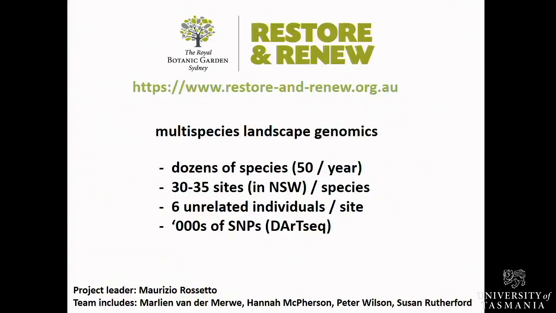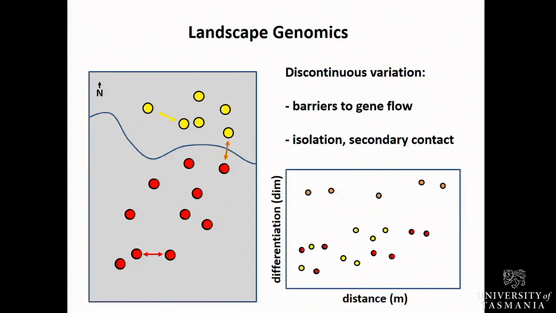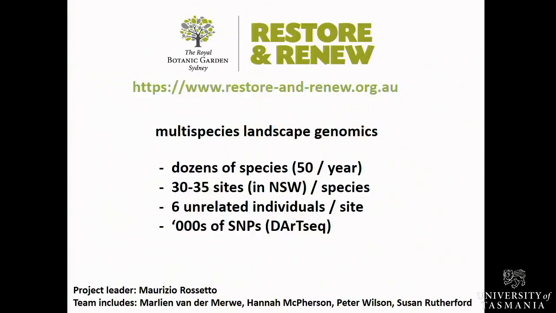So we're undertaking a study to measure this in dozens of species in a project called Restore and Renew, which is being led by Maurizio Rossetto at the Royal Botanic Gardens in Sydney, and is being undertaken by a large team of researchers, including Marlene, Hannah, Peter and Susan Rutherford, who's here and presenting this afternoon. So as I mentioned, we're doing multi-species landscape genomics for many species. For each species, we're collecting at between 20 and 35 sites across New South Wales. At each site, we're collecting 6 unrelated individuals, and in each individual, genotyping thousands of SNPs with DartSeq.